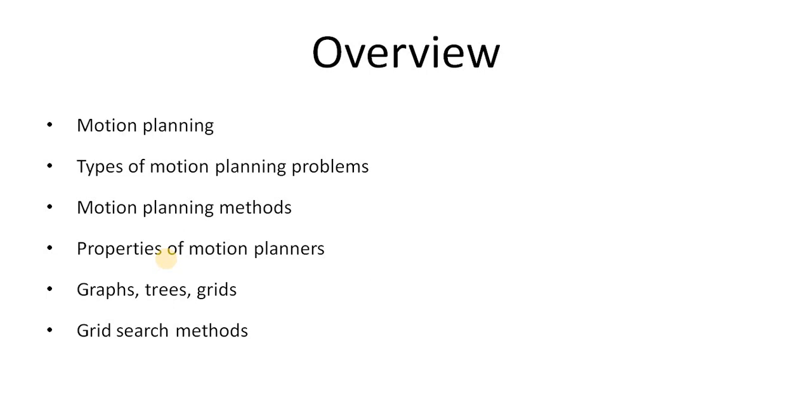Then comes the grid search methods. We shall today learn how we can search a target position within a grid, how we can find a path within a grid. So this will be a very important topic regarding motion planning and path planning. And then we shall learn about different types of graph search algorithms: breadth first search, and then Dijkstra's algorithm, A-star algorithm. So let's move on.